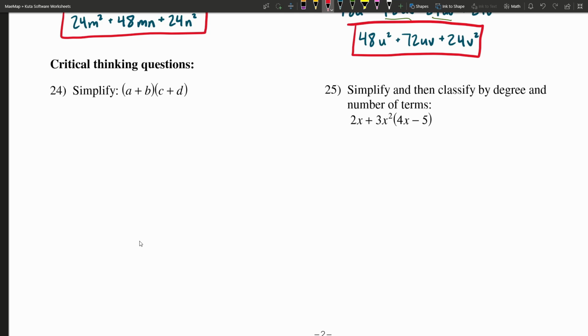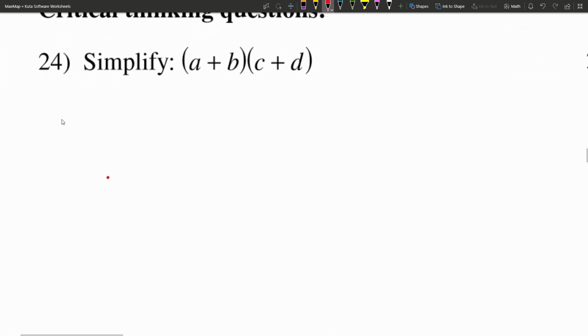Now, finally, moving on to our critical thinking questions. Let's dive into number 24, where all we're going to do is simplify. This says to simplify a plus b times c plus d.